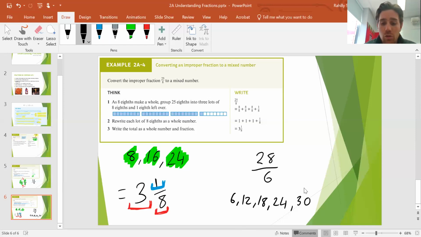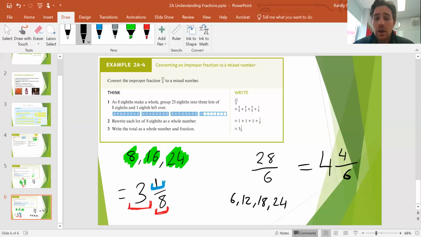So you've got to stop before you go over your number. You've got 6, 12, 18, 24. How many is that? That's 4 whole groups of 6. You've got 4 wholes. Then what do you have left over? To get from 24 to 28, you've got 4. So you've got 4 wholes and then 4 remainder, or 4 over 6.